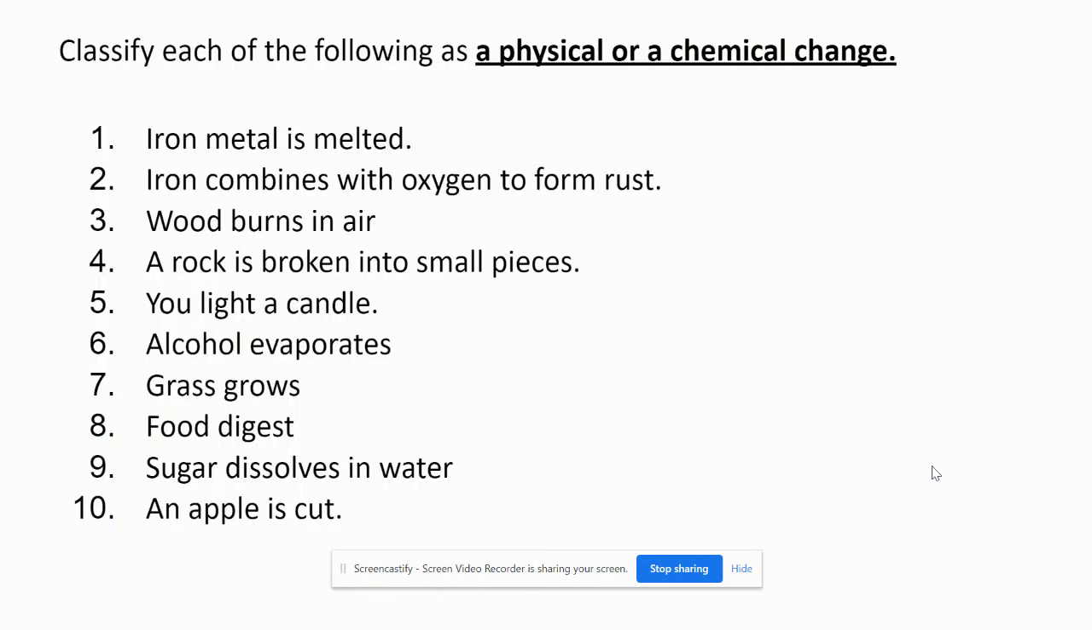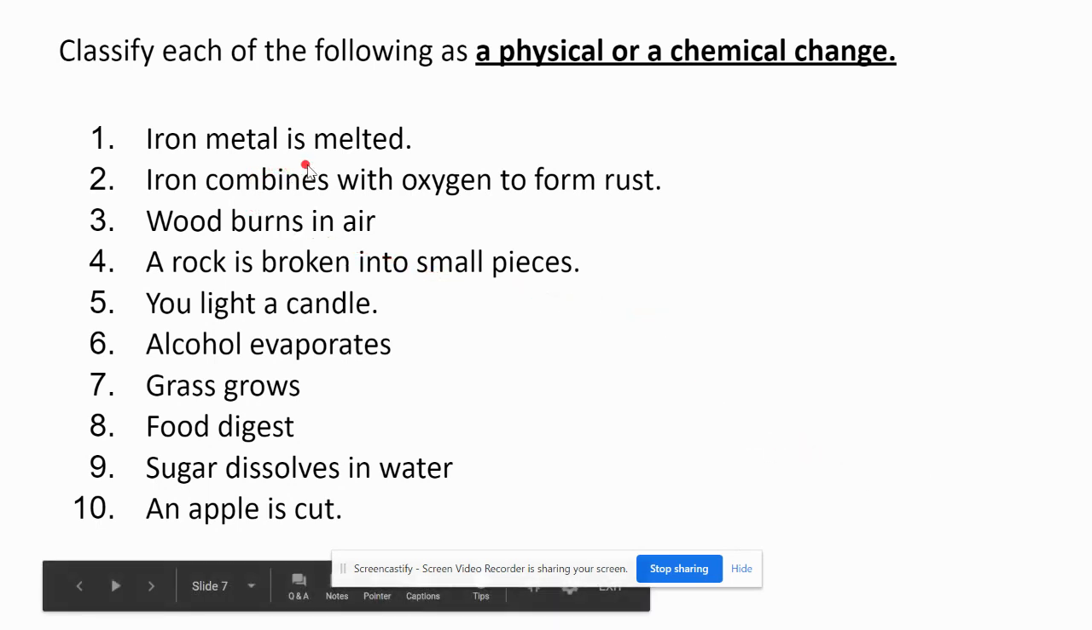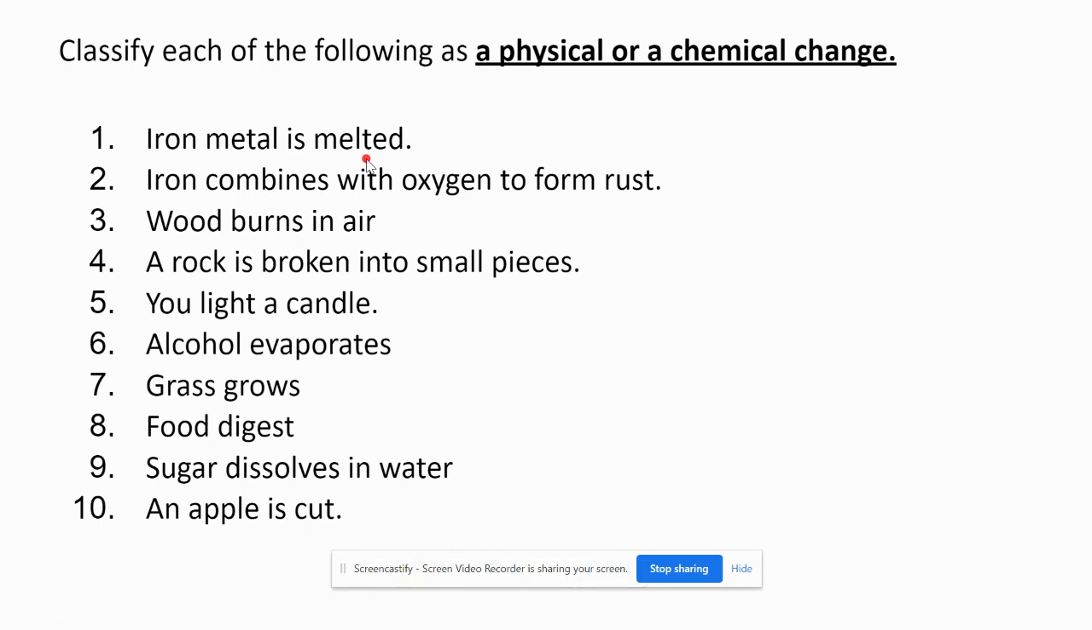Now let's take a look here. Let's look at a few problems. Iron metal is melted. Okay, so melted. So this means that it is a physical change. When iron combined with oxygen to form rust, we talk about this. This was an example. So it is a chemical change.